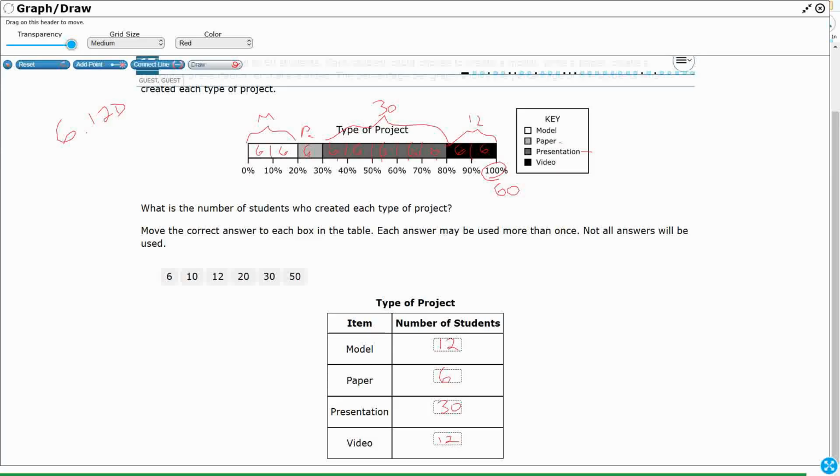They do make 60. Another way to do this would be to take these percentages here and multiply each of them by 60. So the model is 20%. It goes from 0 to 20.